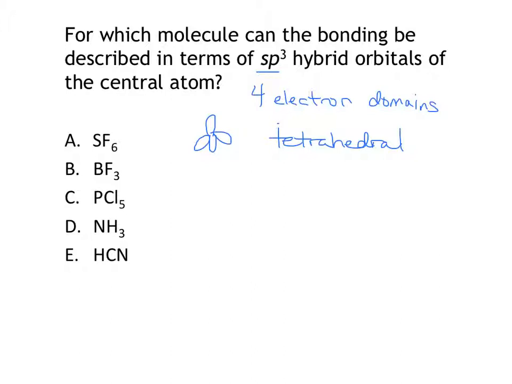What if that top one was a lone pair? What would you call something like that? Other than a sad octopus? Yeah, it's a trigonal pyramid. Okay, and if I replaced 2 of those with lone pairs, what would you call that? It's going to be bent.